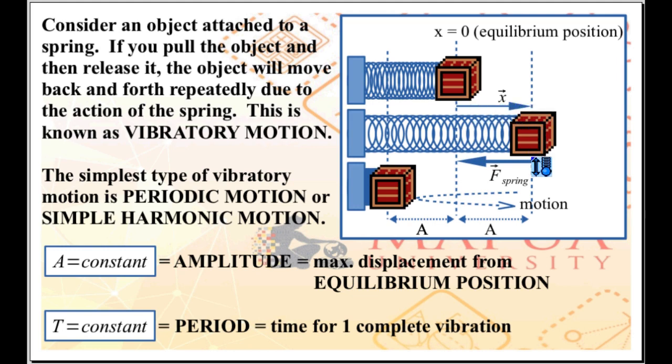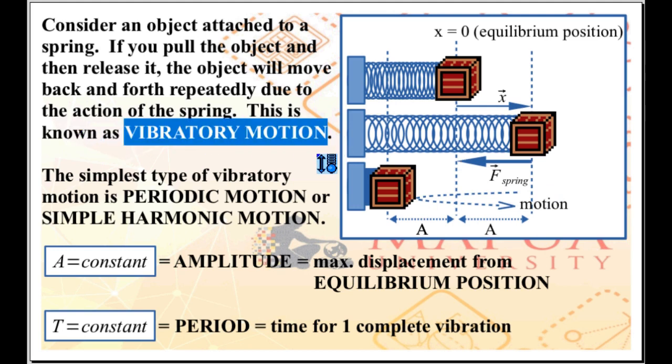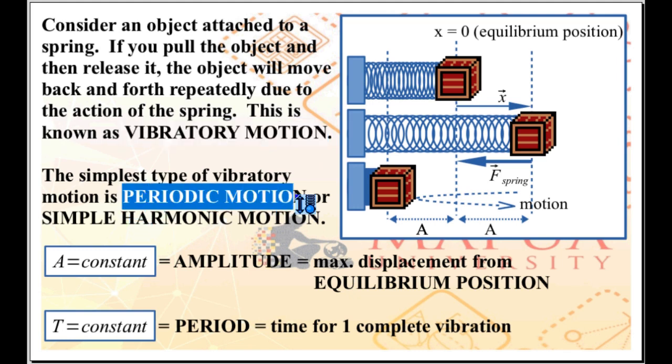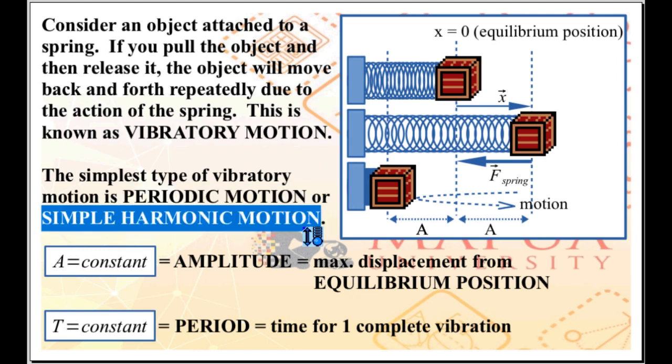As a result, the spring will apply force on the object, F spring, such that if you let go of the object, if you release the object, because of the action of the spring, the object will move back and forth repeatedly. This back and forth motion, this repeated motion, is referred to as vibratory motion. The simplest type of vibratory motion is referred to as periodic motion or simple harmonic motion.